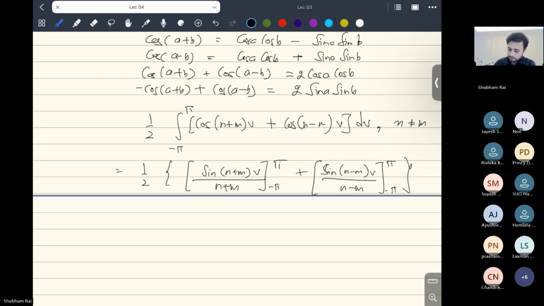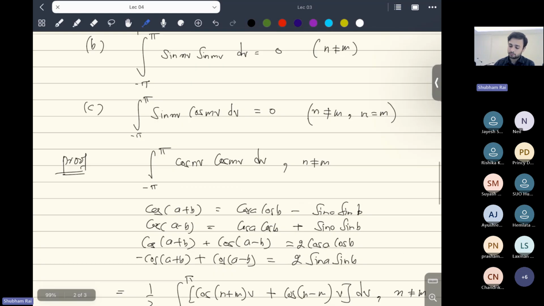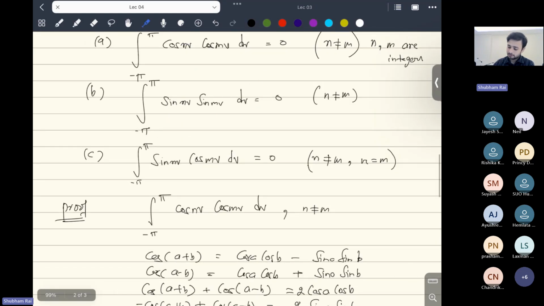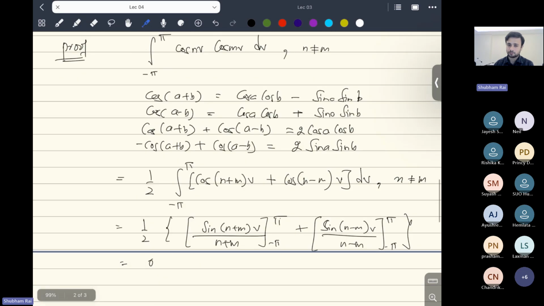And you know that if you substitute pi at the place of v, sine of some integer times pi will be 0, and minus pi will also be 0. So all these terms will go to 0. So that's why you will get 0. So that's how we prove that this integral is equal to 0. Similarly, to prove the second integral, you can just utilize this formula. You will get this term, and again after integrating it will convert into sine, and sine from minus pi to pi will go to 0.